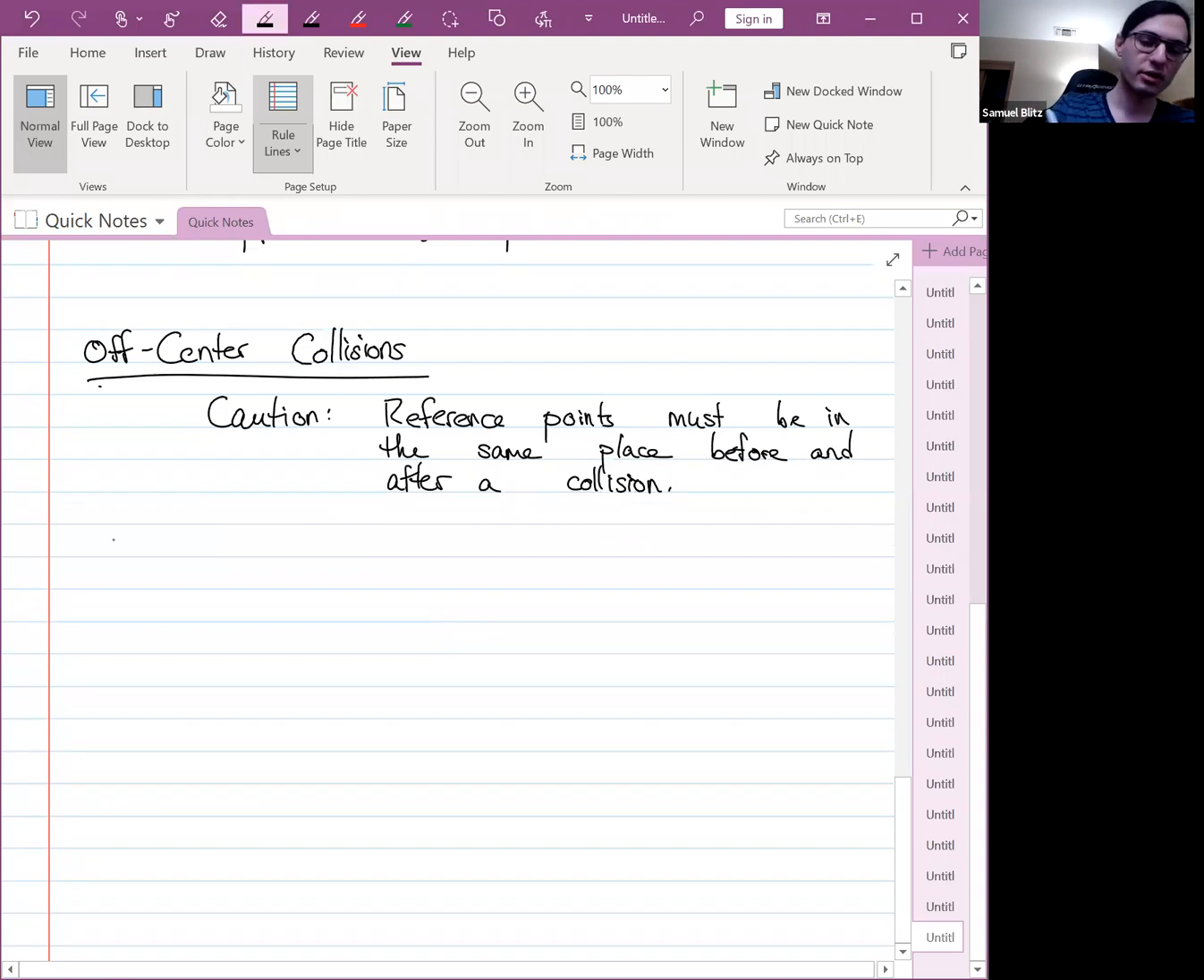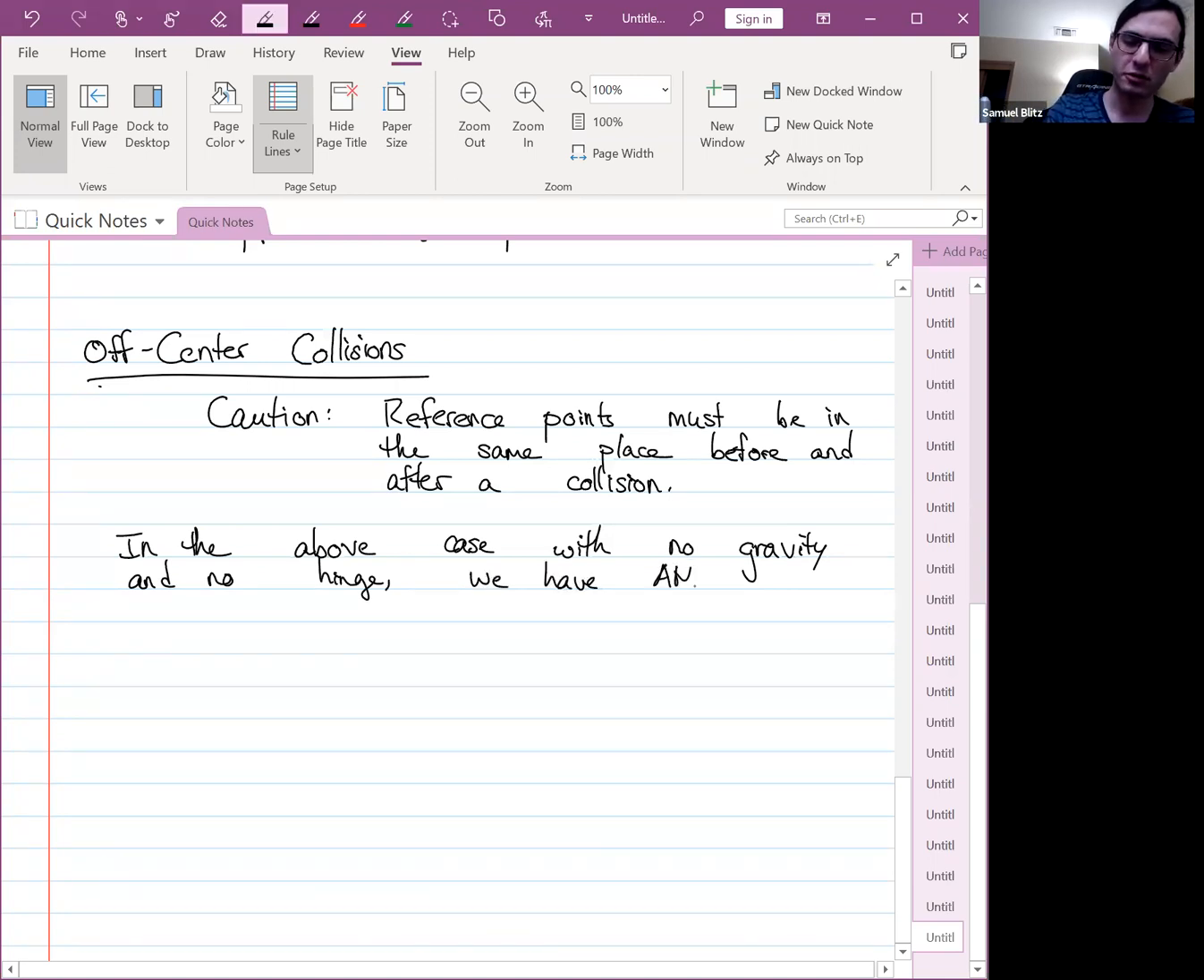But in this case, with no gravity and no hinge, we have two conservations now. We have angular momentum conservation and translational momentum conservation, because there are no external forces and there are no external torques. So we can use both, and it turns out that we will need to use both. So let's just do it and see what happens.